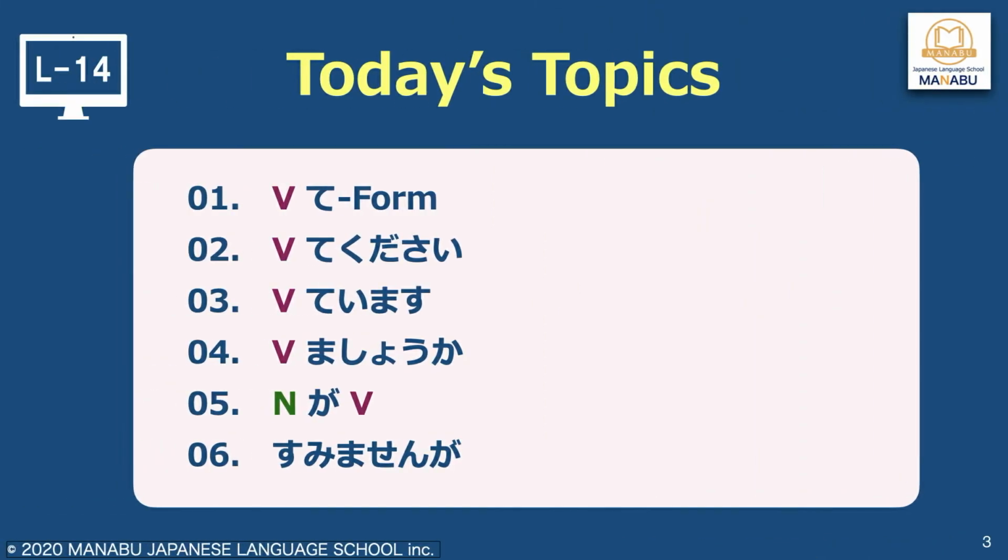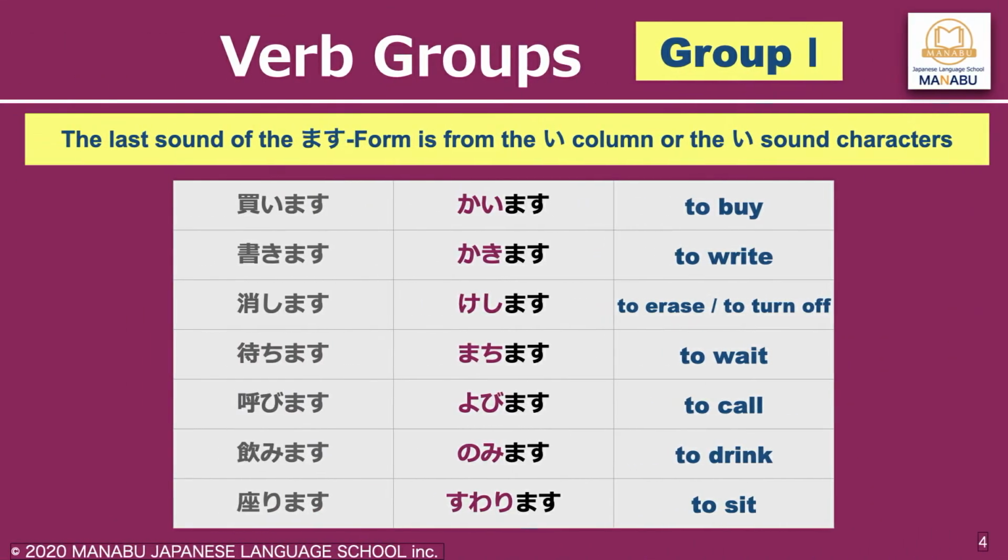In this lesson, we're going to learn the te form of the verbs. And using the te form of the verbs, we will also learn the verb te kudasai, the verb te imasu, and the verb mashoka. So first, let's study the verb groupings. Verbs are grouped into three: group 1, group 2, and group 3 verbs.